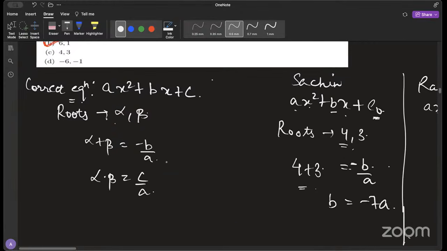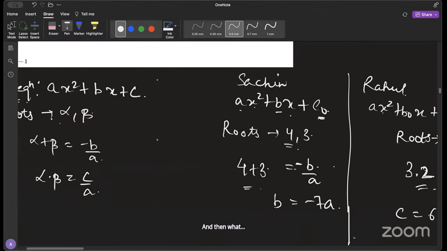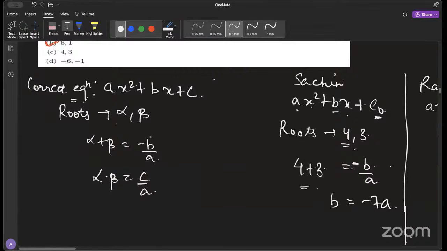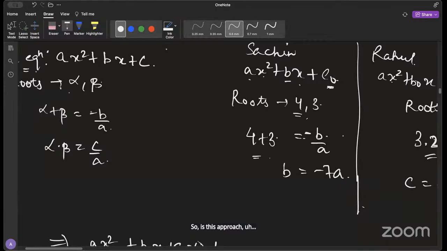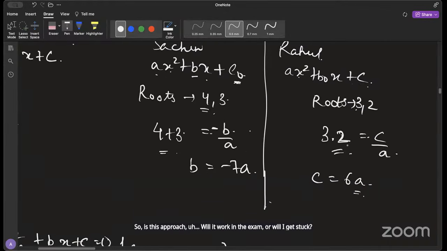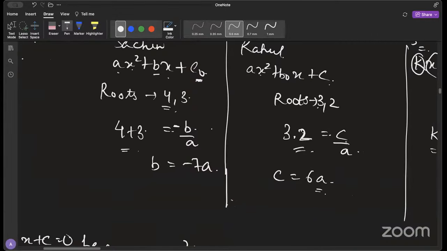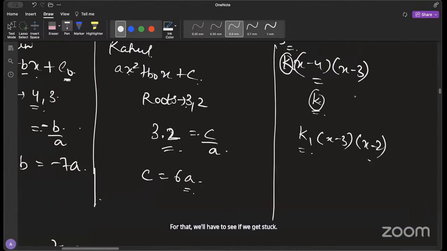And then what? So is this approach, like, will it work in the exam, or will I get stuck? For that, we'll have to see if we get stuck. Did you try this one? Did you get stuck anywhere? Yes, no, I got my answer.